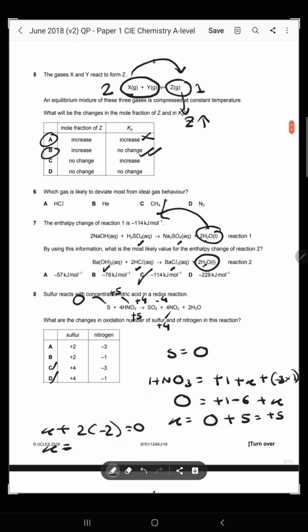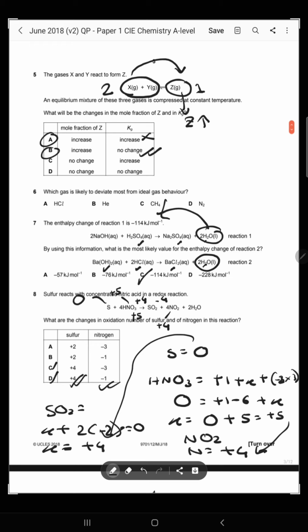So x equals +4. This is the value of sulfur in sulfur dioxide. And for nitrogen dioxide it is the same thing. Nitrogen is +4. So for sulfur, we went from 0 to +4. And for nitrogen, we went from +5 to +4. So for sulfur, the increase has been +4. For nitrogen, the change has been -1. It has decreased by 1. So the answer is going to be D.